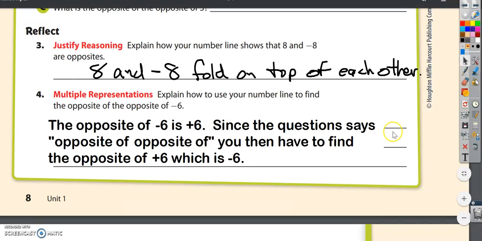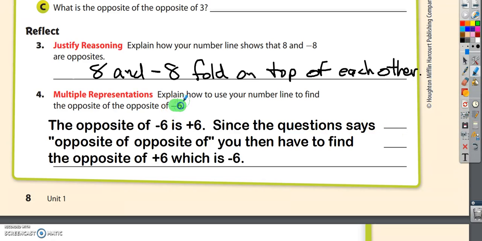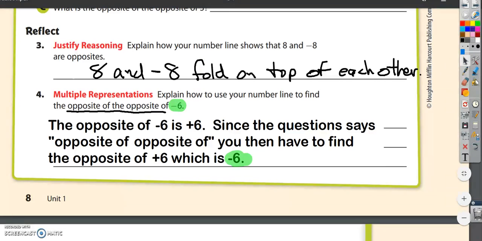When it reads opposite of, I'll highlight here. When it reads opposite of, and they give you a number, the answer ends up being that same number. But the key there is that it said opposite of. So you find the opposite, then you go back and find the opposite again, which is the original problem. All right, well, good job. We're done with page 8.